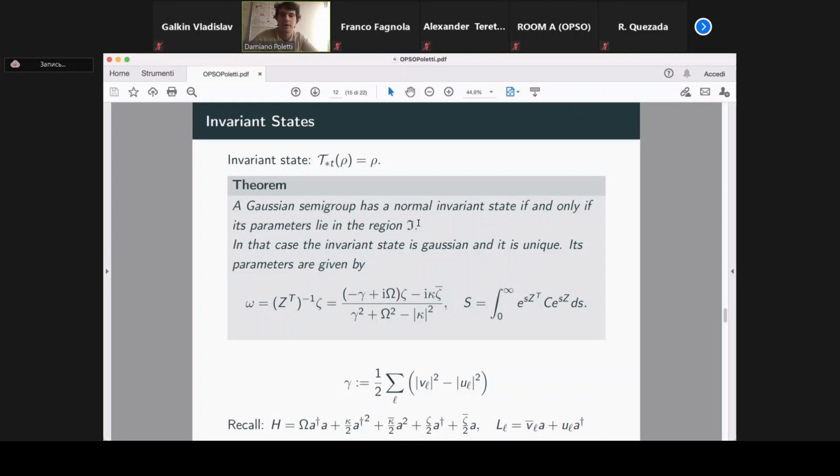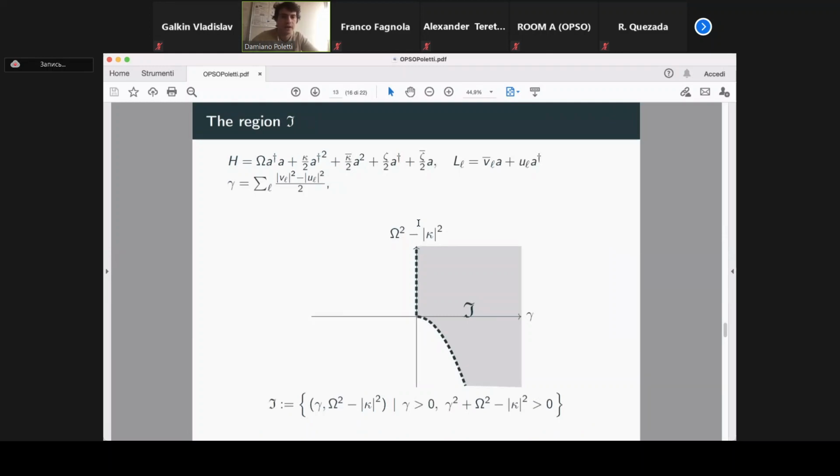So let me change the slide to look at this region I. The region I of the existence of an invariant state is the shaded one, the gray one, and gamma has the role of measuring how much the A's prevail over the daggers. For an invariant state to exist, it needs to be positive. All the shaded region is on the right of the y-axis.